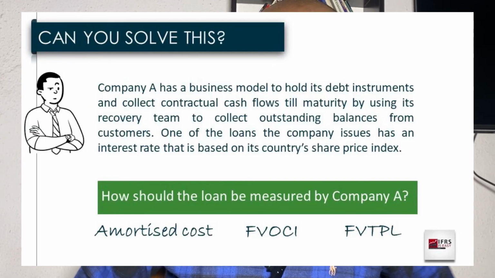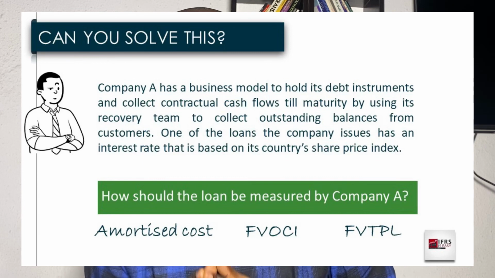So can you solve this? Company A has a business model to hold its debt instruments and collect contractual cash flows till maturity by using its recovery team to collect outstanding balances from customers. One of the loans the company issues has an interest that is based on its country's share price index. How should the loan be measured by company A?